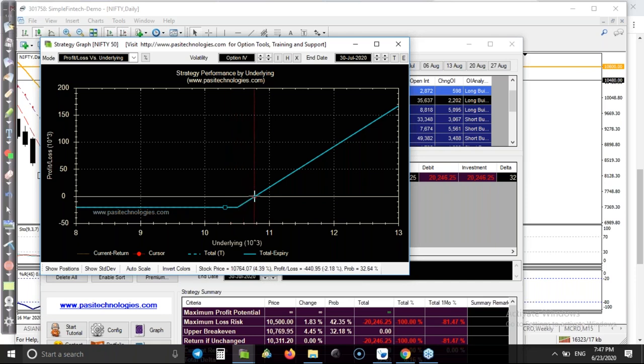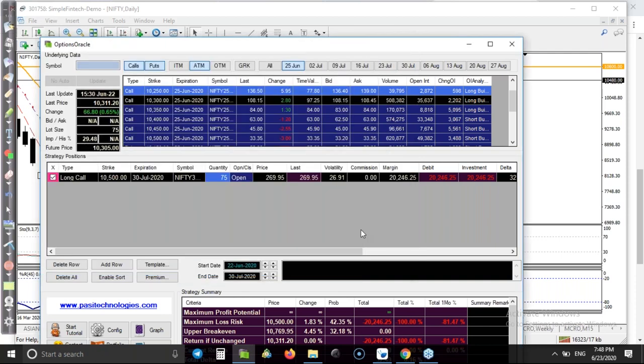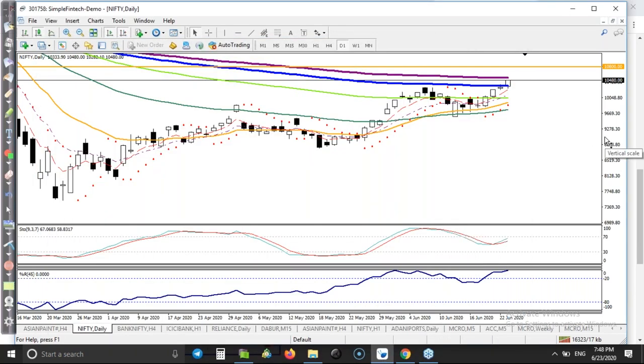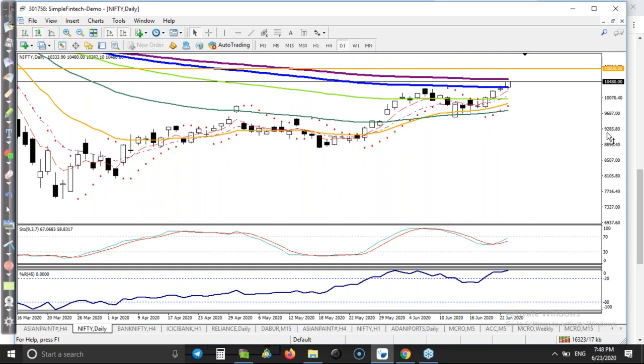If price goes up to this level, let's see, when price is going up, it's showing profit. All right, it's showing unlimited profit. Now I don't want to take that, so at that time, what I'll do now is sell a call option to hedge my call option.